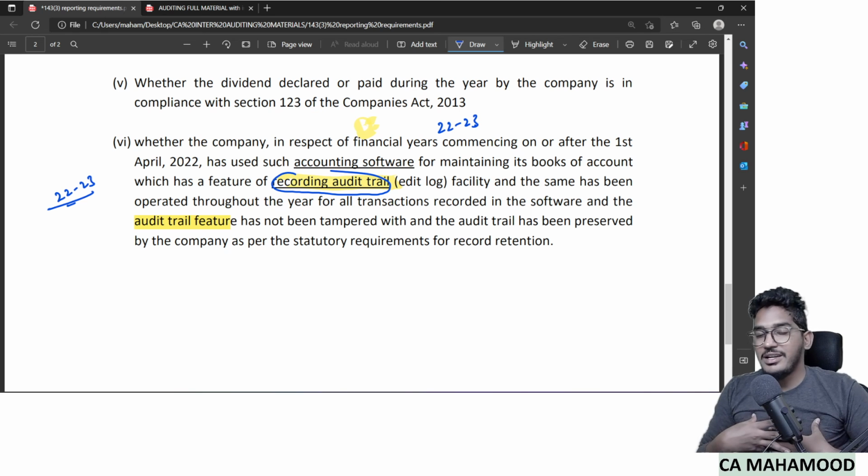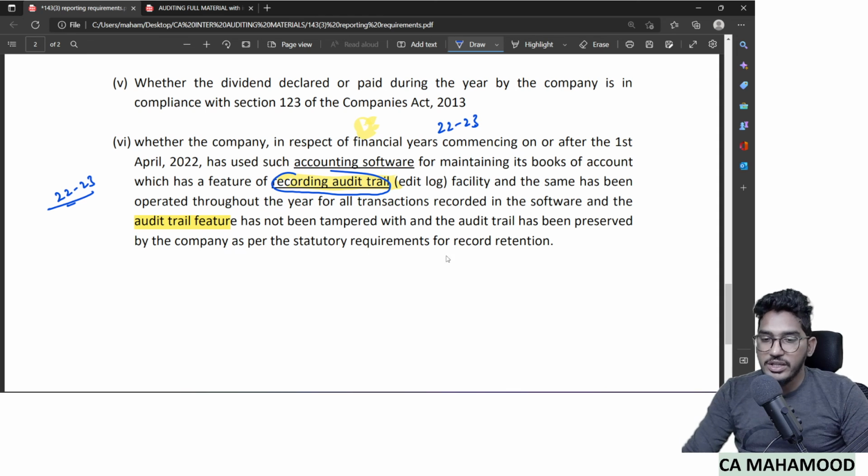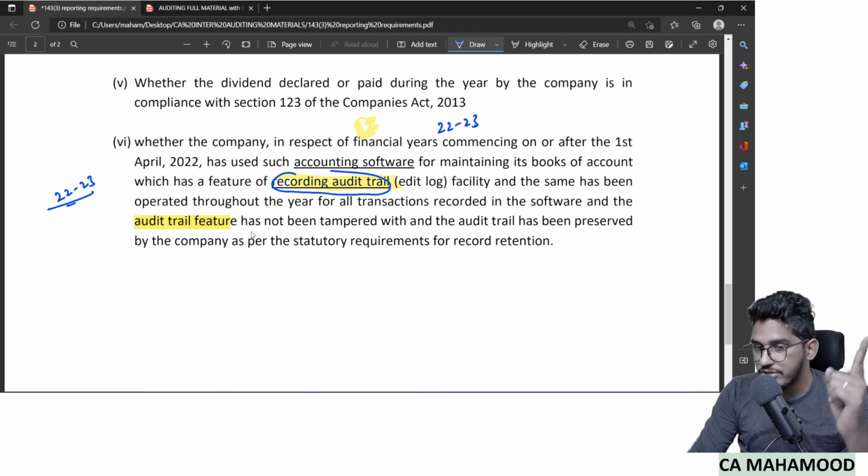Okay, so as an auditor, I need to comment that from the financial year 2022-23, whatever accounting software the clients are using, whether all those accounting software have a facility of recording audit trail, and the same has been operated throughout the year. For all the entries, this audit trail option should have been enabled from 1st April 2022 for the entire financial year. This audit trail facility should be working.